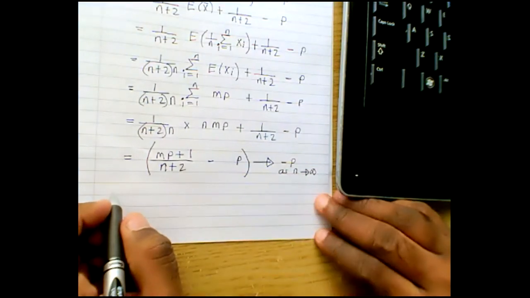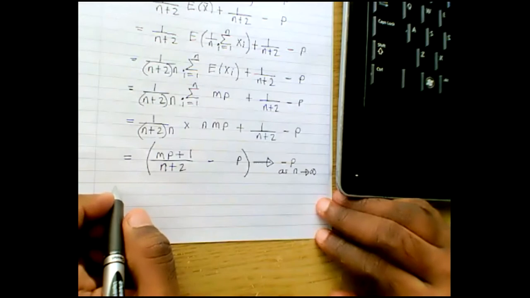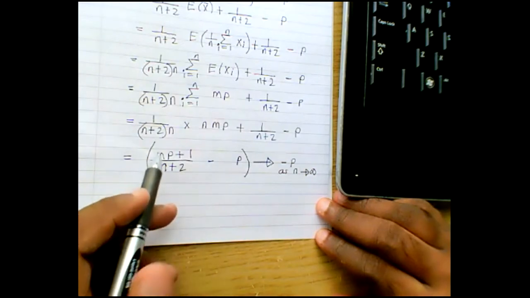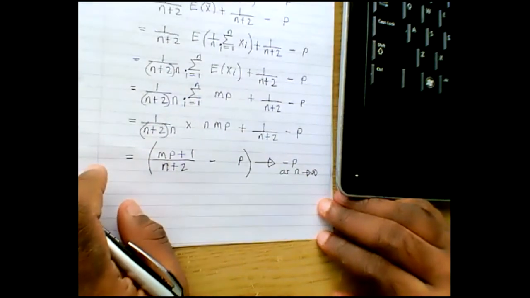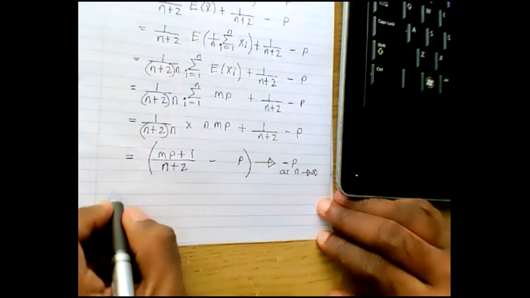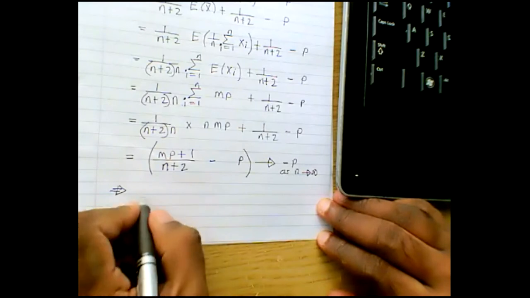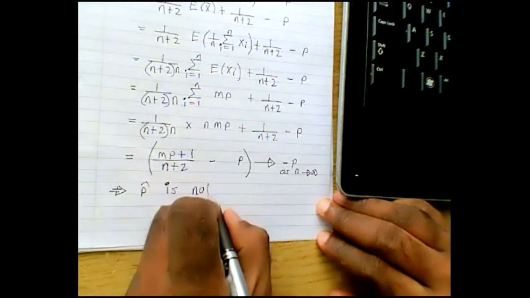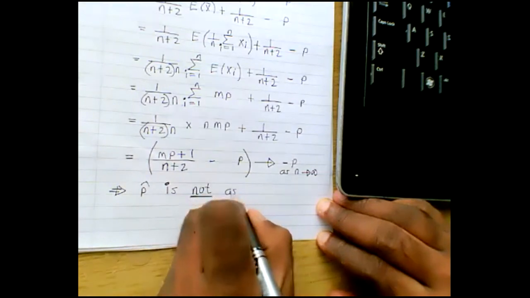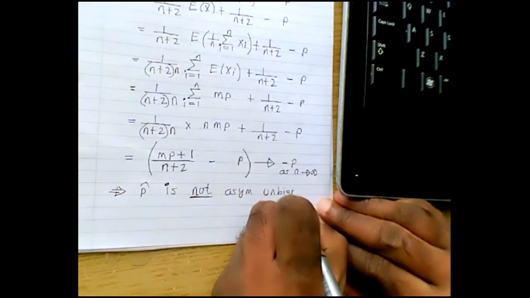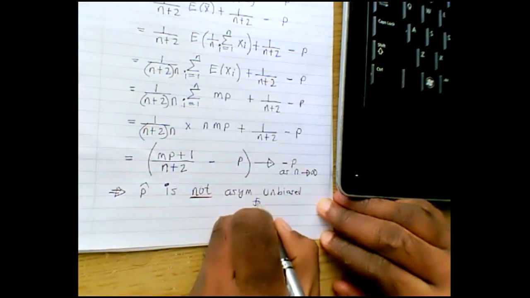Okay, so you may recall from last week that an estimator is said to be asymptotically unbiased if the limit of the bias is 0 as n goes to infinity. But in this case, the limit is not 0. So what this implies is that p hat is not asymptotically unbiased for p.